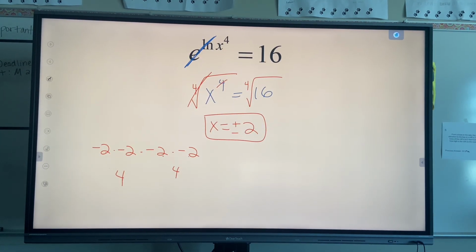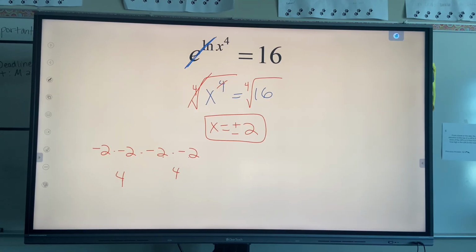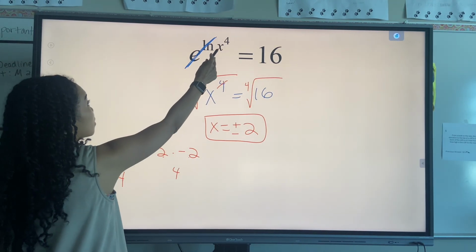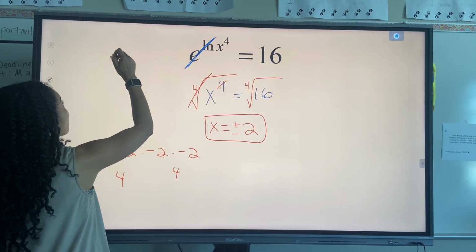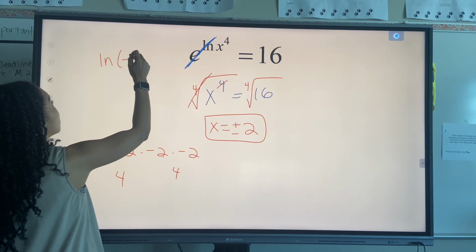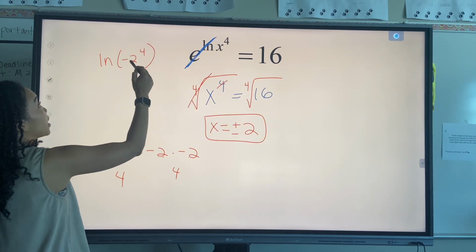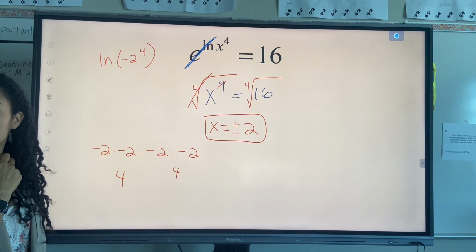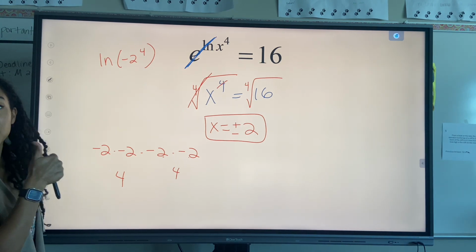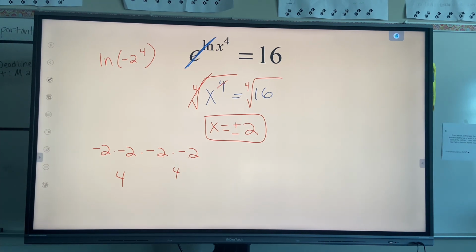Miss Lewis, I thought you put a negative into the problem. If you put in a -2 right here, -2 to the power of 4 becomes positive. So that still works. Wonderful, wonderful point.